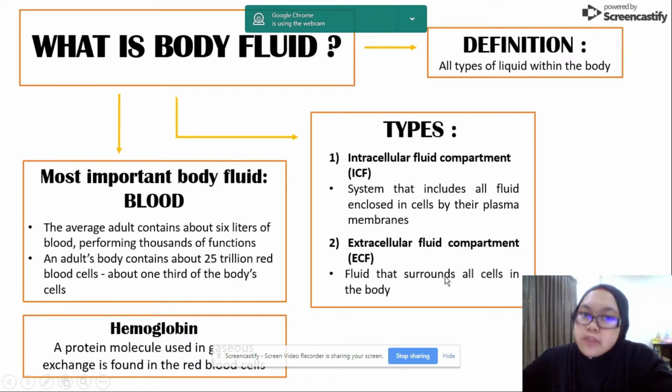ECF is divided into two types, the interstitial fluid and the plasma fluid. So the most important body fluid is the blood. Blood is under ECF. So hemoglobin, a protein molecule used in the gaseous exchange, used to transport oxygen and carbon dioxide from the lungs to the tissues and vice versa, is found in the red blood cell. This is why blood is the most important body fluid of all.